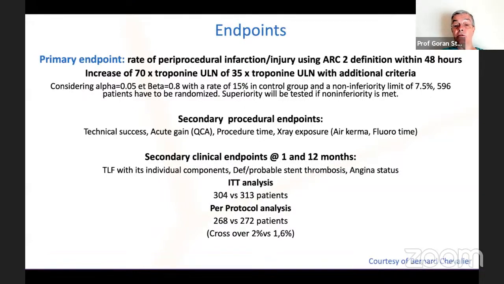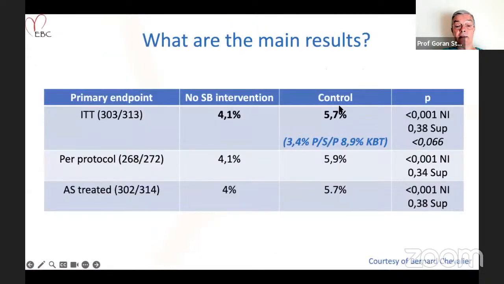rate of periprocedural infarction using ARC-2 definition within 48 hours, defined by 70 times increase in troponin or 35 times upper limit of normal with additional criteria. And these are the main results. Non-inferiority of no side branch intervention was met, 4.1 versus 5.7%.